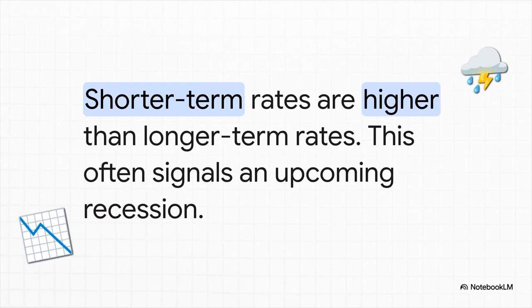And then there's this one, the one that makes all the headlines, an inverted yield curve. This is when, crazily enough, short-term rates are actually higher than long-term rates. This is a rare and very powerful signal. It means the market is expecting a major slowdown, so much so that they think interest rates will have to be cut in the future. It's actually one of the most reliable predictors of an upcoming recession we have.